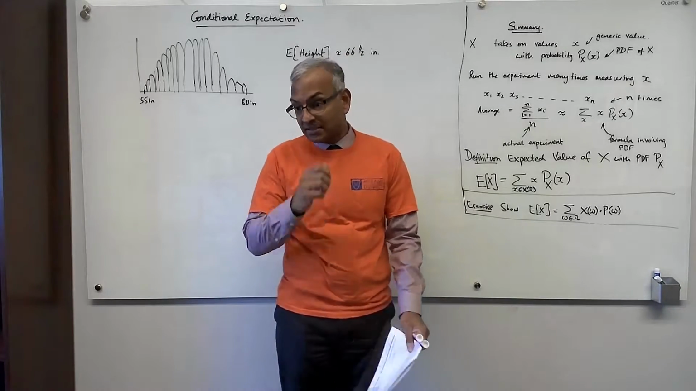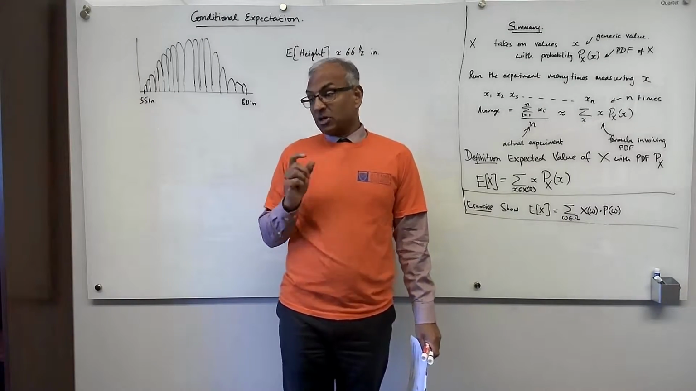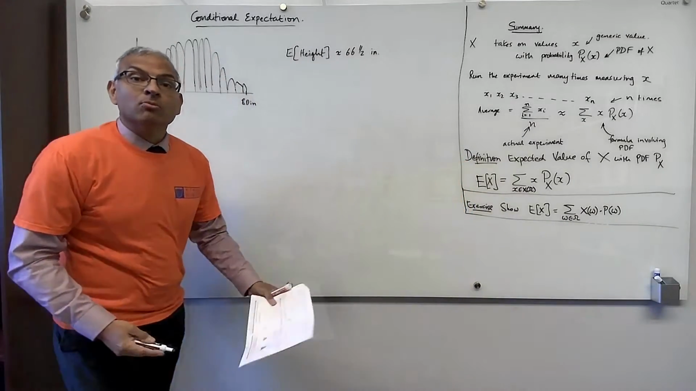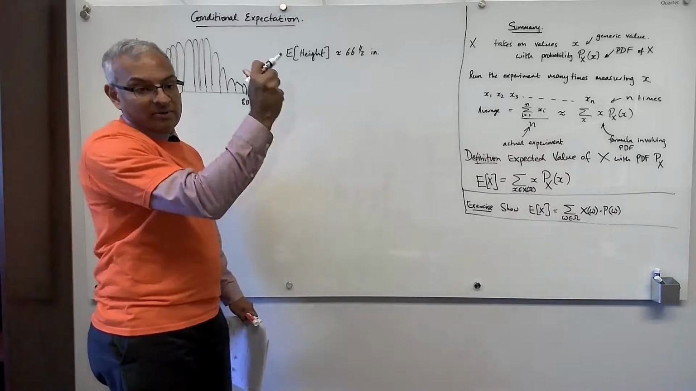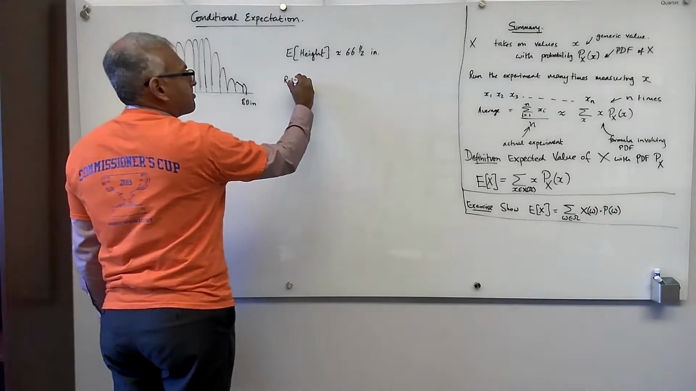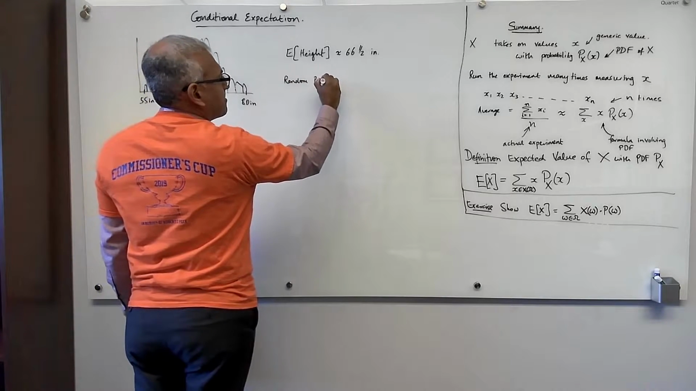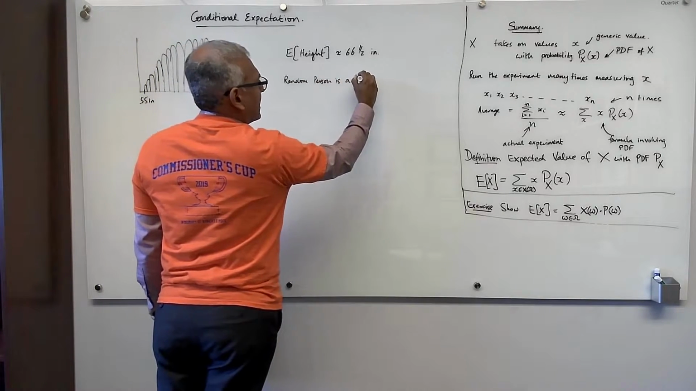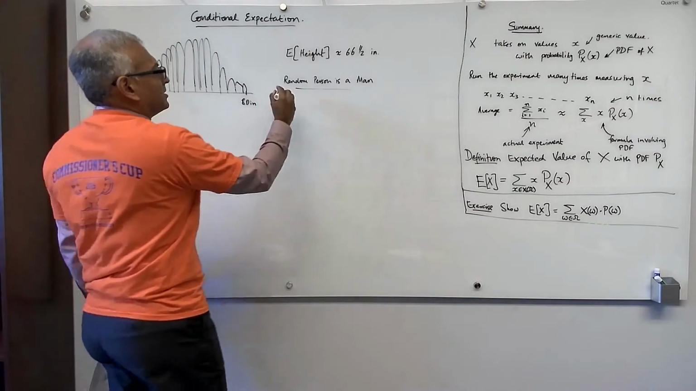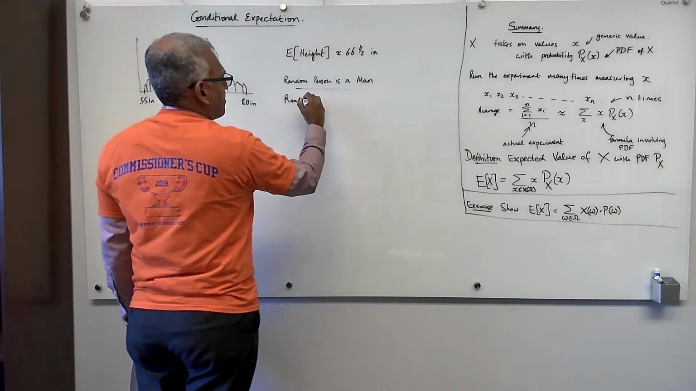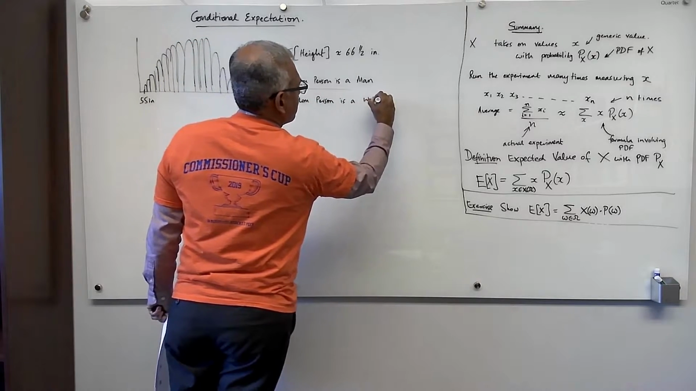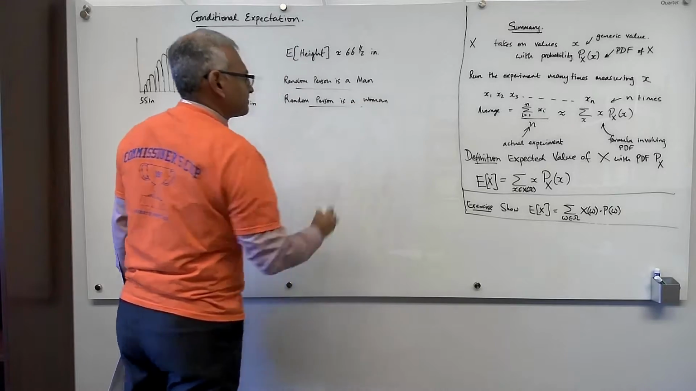And why is that? It turns out that it's because the population is composed of men and women. So let's now give you more information. Supposing I tell you that the random person is a man. What about if I told you the random person is a woman?